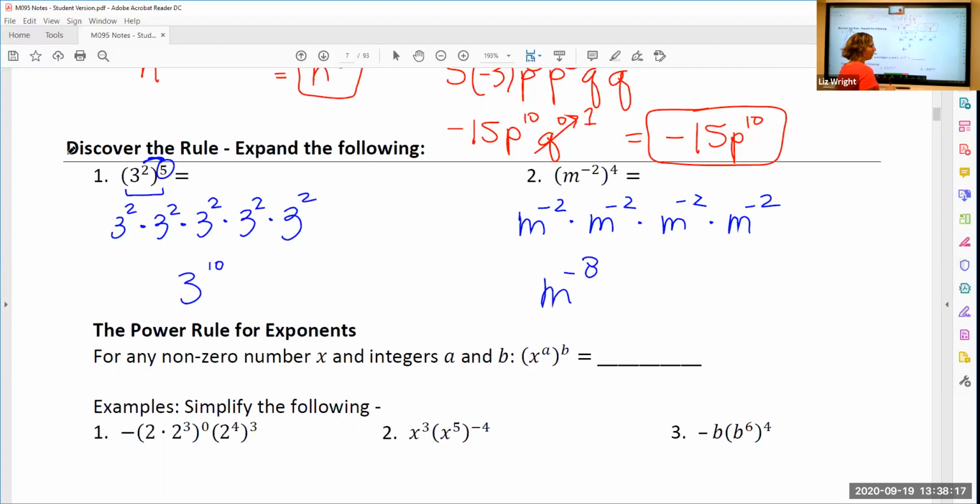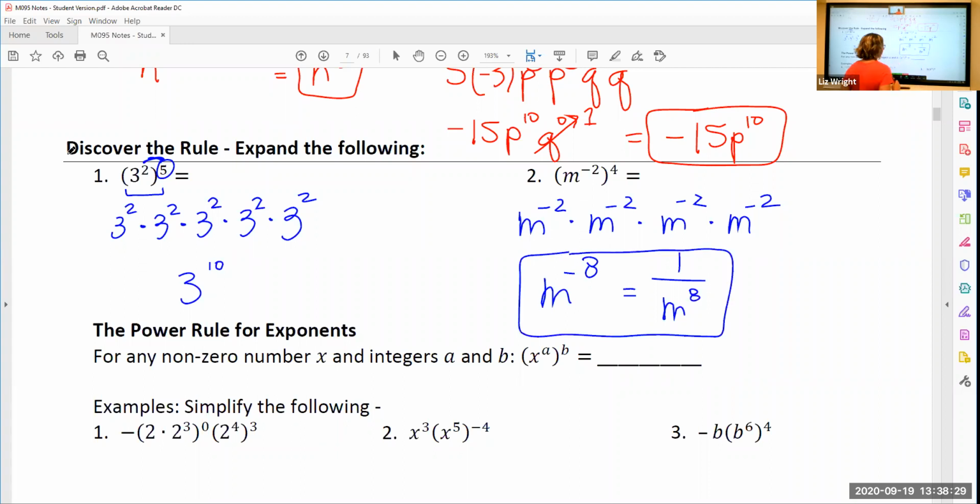The other way that we can rewrite this, again, this is from the last lesson. If we were to rewrite this with positive exponents, we would do 1 over n to the 8th. And you need to be able to convert both ways. So be able to write it so you've got it in negative exponents, and then also express it with positive exponents.